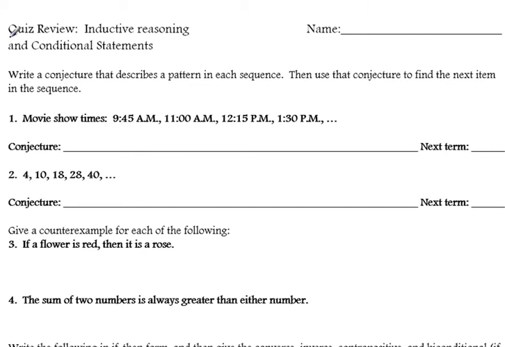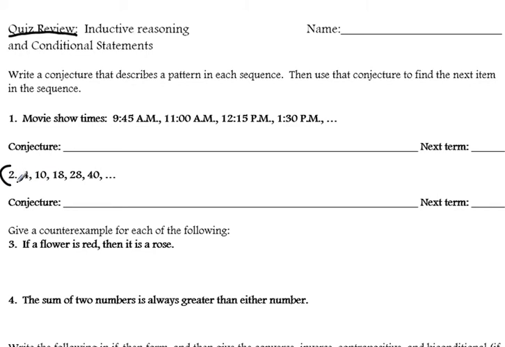The quiz review is pretty much exactly the same as what your quiz will look like next class. You will have to do all of the problems on this worksheet, but we're going to do the evens together. So for number 2, it says write a conjecture. Remember, a conjecture is just your guess or your observation based on the patterns that have been given. We're going to use that conjecture to find the next item in the sequence.